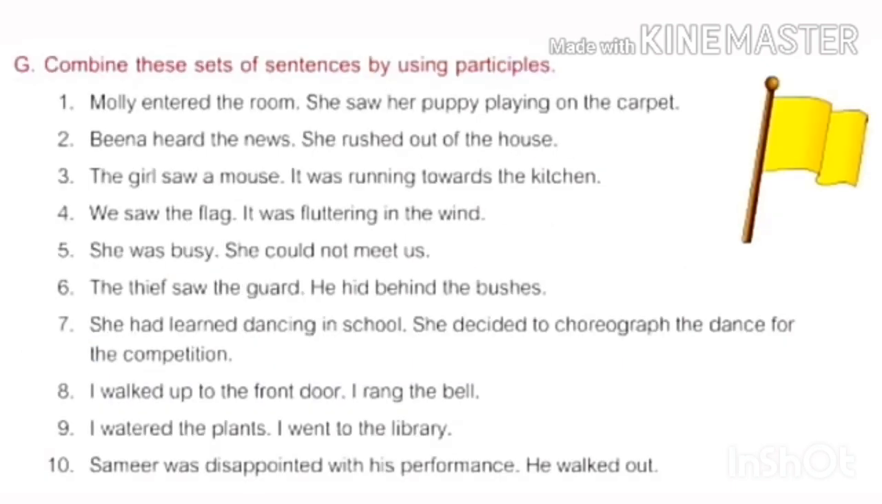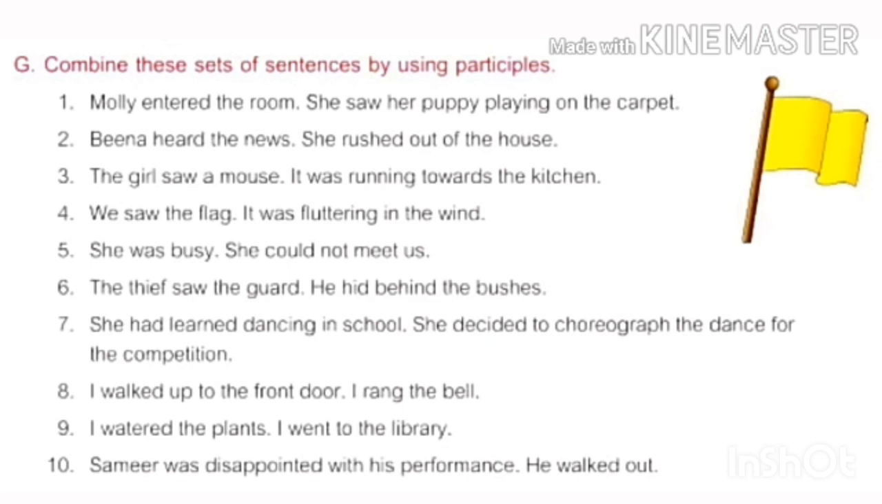Now let us start with the exercise solution. First sentence is: Molly entered the room. She saw her puppy playing on the carpet. So here, which participle we have to use to combine is not specified. Okay, so we just have to understand the sentence, and that way we have to choose the participle. Like if one action is done and after that another action starts, we will always use having plus V3. All right, and sometimes we do the same using the present participle also, V1 plus ing.